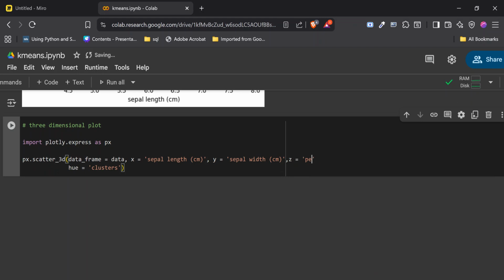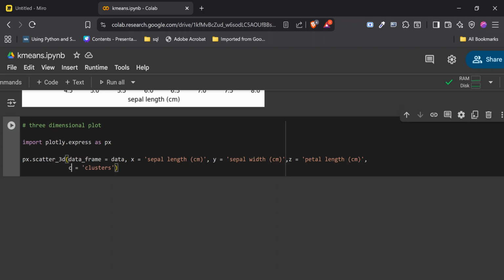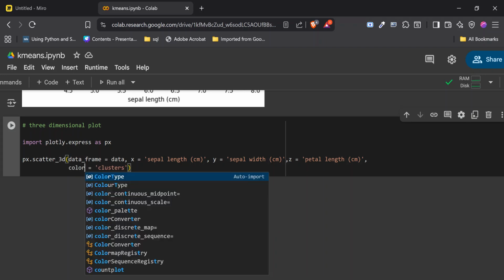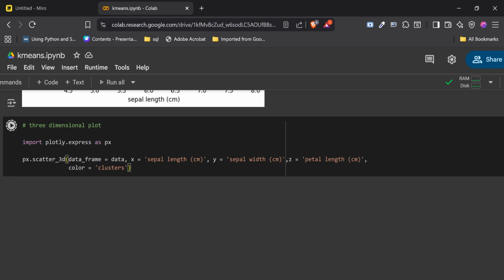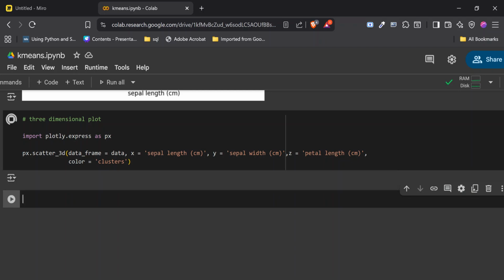So z equals petal length cm, comma, and plotly does not use hue, it uses something called color. So if I run this and see, it might take a while the first time. If I run that, I'm going to get some form of 3D chart.